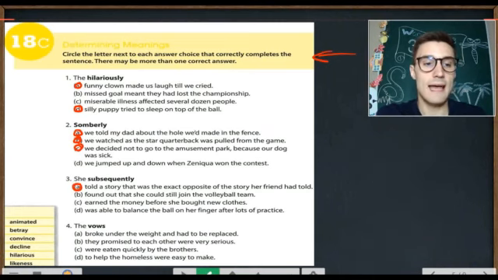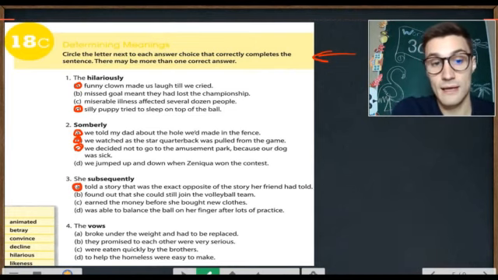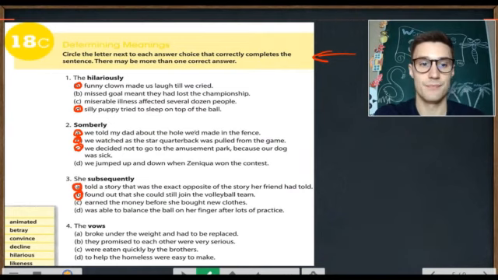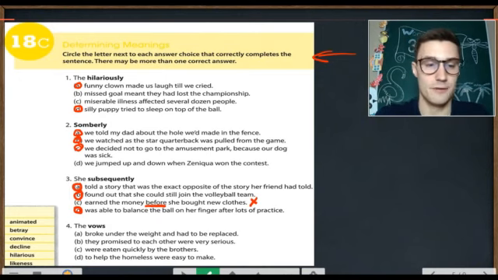She subsequently. A. Told a story that was the exact opposite of the story her friend had told. She subsequently. B. Found out that she could still join the volleyball team. She subsequently. D. Was able to balance the ball on her finger after lots of practice. Now C is incorrect because earned the money before she bought new clothes. Before. That's the problem. Subsequent is after, following.